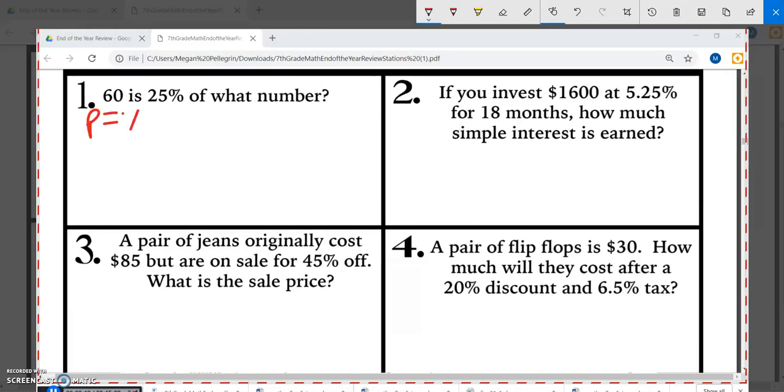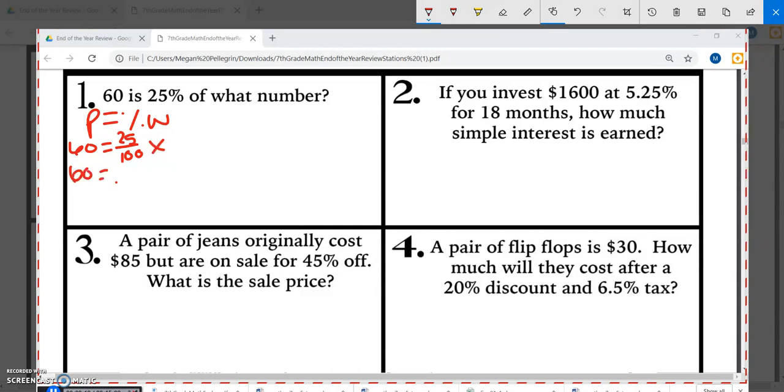Part is equal to percent times whole. That's what we use when we're dealing with percent. 60 is equal to 25%, just saying it's 25 out of 100, times what number? We don't know the number, so we're just going to call that x. So actually, let me erase that. I'll just call that x.